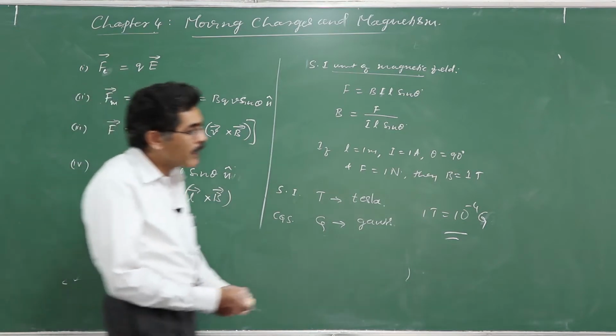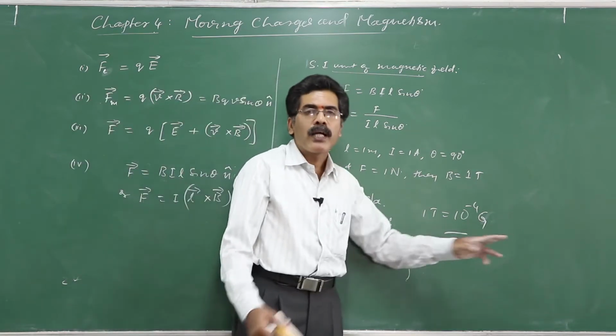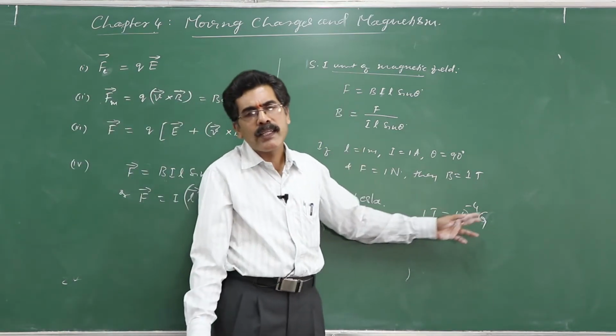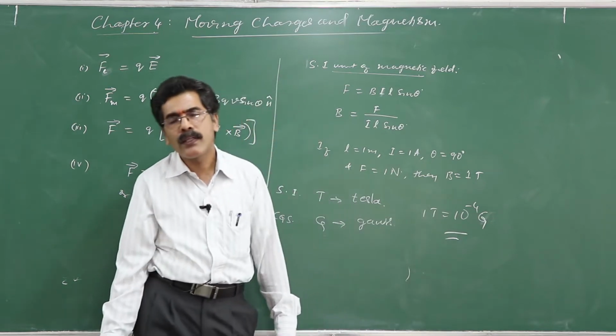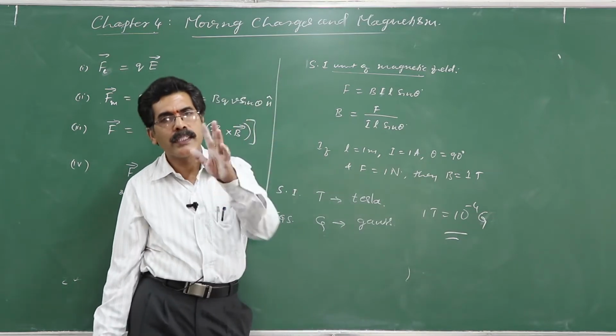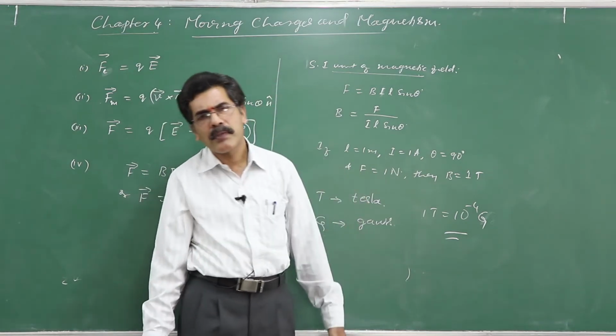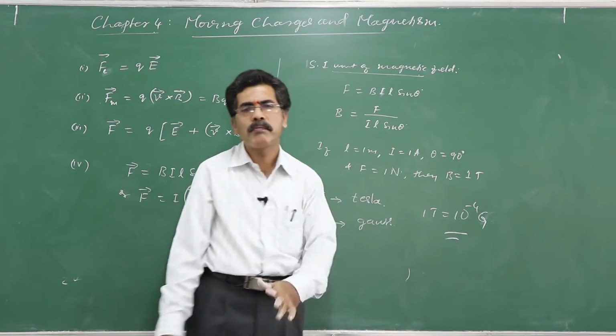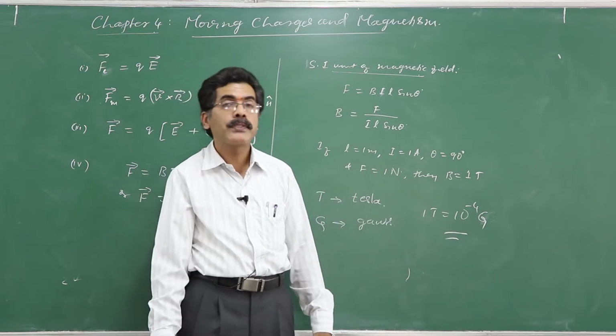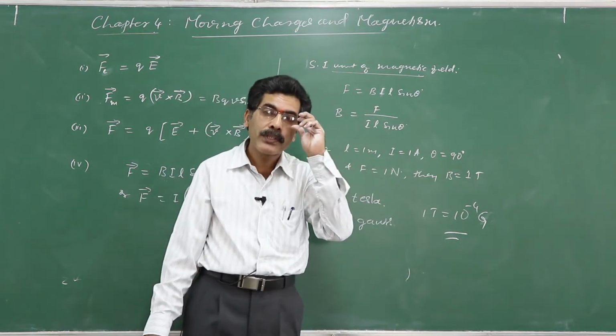Both these scientists, Tesla as well as Gauss, are very big names in electricity and magnetism. They are giants in physics. Both are highly intellectual people. They have contributed a lot to the development of electromagnetism. That's why their names were given.